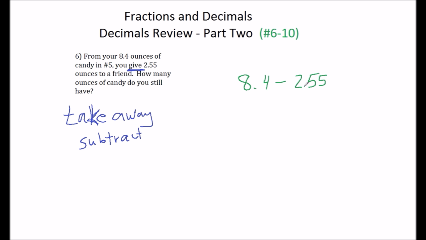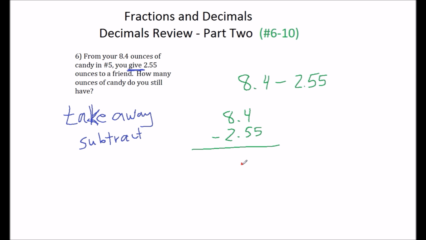So I would probably do this vertically rather than horizontally, up and down instead of left and right. And remember the rule, you have to line up the decimal point when you do the subtraction. Make sure that you subtract the tens place from the tens place and the ones place from the ones place. Okay, so when I do this, I'll go ahead and put my decimal point down for the answer.